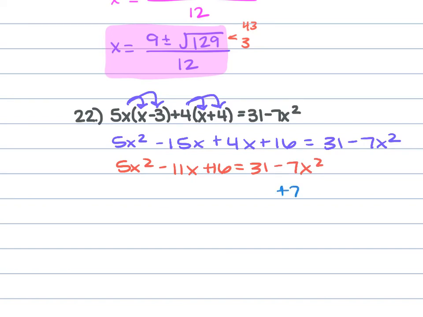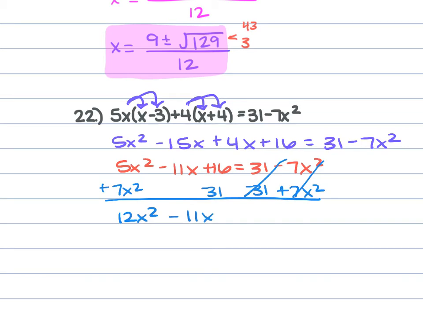The 7x squared I'm going to add to both sides. Same thing with the 31, I'm going to subtract it from each side. So that cancels out my right side. The 5 plus 7 is 12x squared minus 11x. 16 plus 31 is 47. Oh no, sorry, these are opposite signs, so we need to subtract them and keep it negative. So 31 minus 16 is 15, so this is a negative 15 is equal to 0.